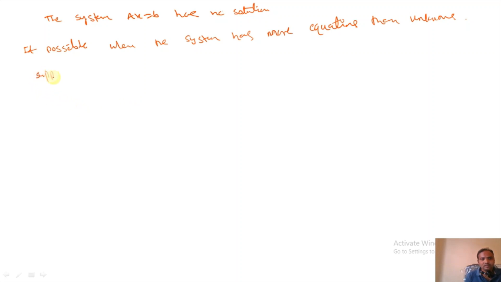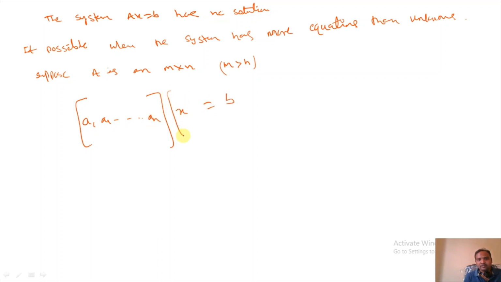Suppose A is an m by n matrix. That means the equations are more, m greater than n, so there are more equations than unknowns. Suppose we take the matrix with m rows and n columns: first column, second column, up to n columns. Then A times the x vector equals b, where x is x1, x2, and so on up to xn.